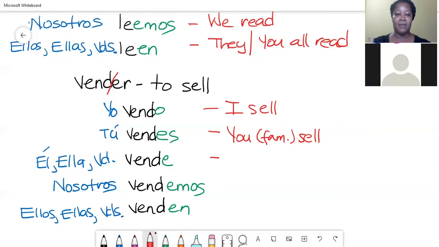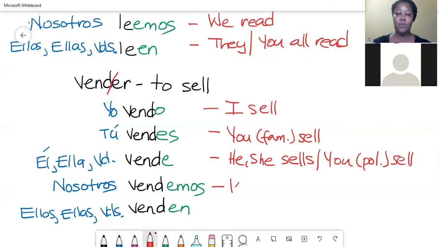Él, ella vende. He, she sells. Usted vende, you, the polite you, sell. Nosotros vendemos, we sell. Ellos, ellas venden, they, ustedes venden, you all sell.